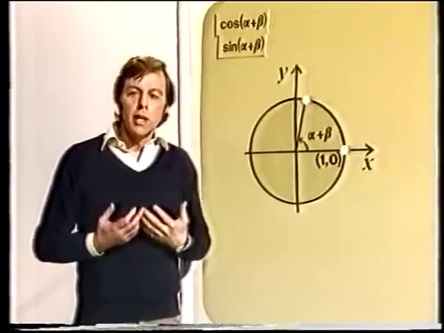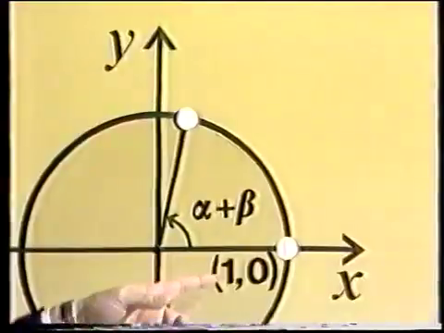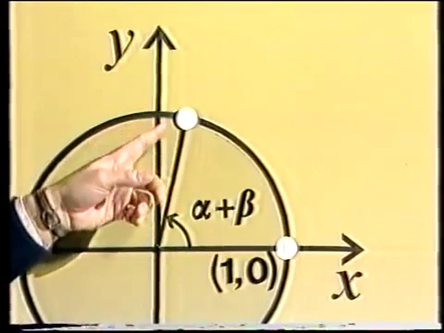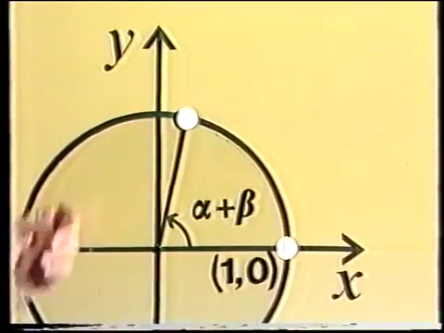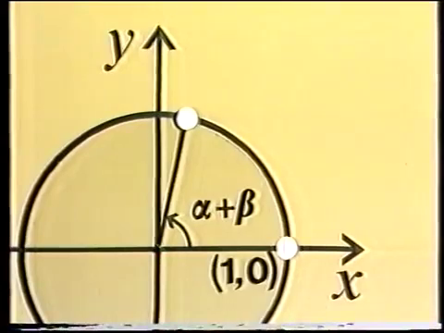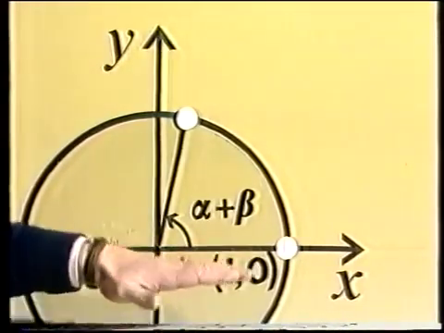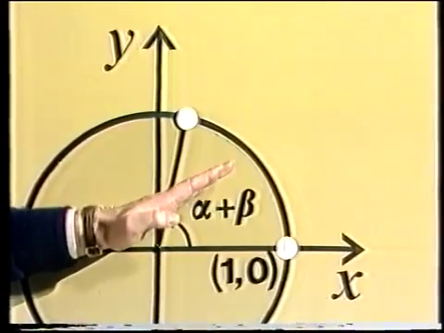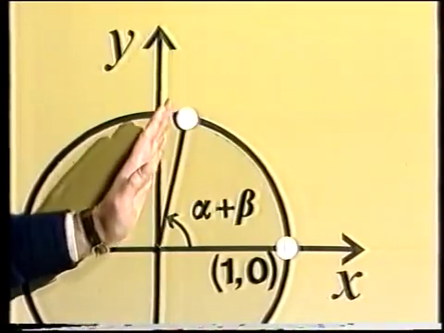But what do we know? Well, if we rotate (1, 0) through an angle alpha plus beta, then the coordinates of this point are just cos(alpha plus beta) and sine(alpha plus beta), which is what we're after. But we can think of a rotation through alpha plus beta as made up of two parts. Firstly, a rotation through alpha, which is followed by a rotation through beta.